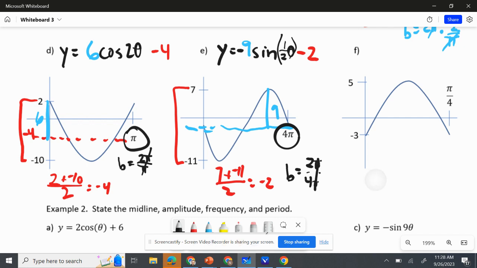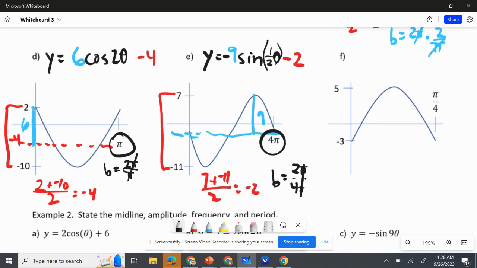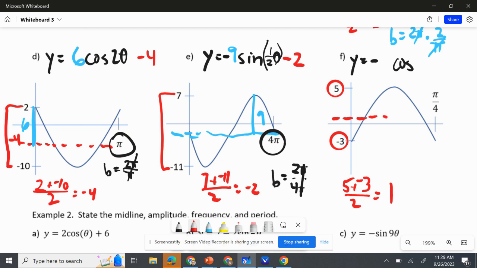Our last one, I see that it's starting at the bottom and going up. That tells me it's cosine. And since it's starting at the bottom, I know it's negative cosine. With my midline, I see 5 and negative 3. So if I add up 5 plus negative 3 and divide it by 2, that would be 2 over 2, which is 1. So I know that my midline is at 1. And from the 1 to the 5 is a distance of 4. So it's negative 4 cosine.